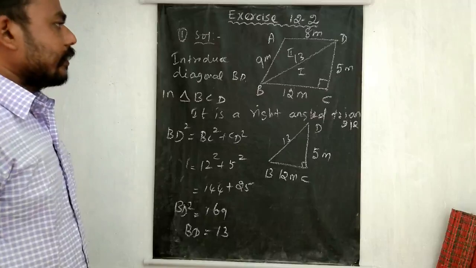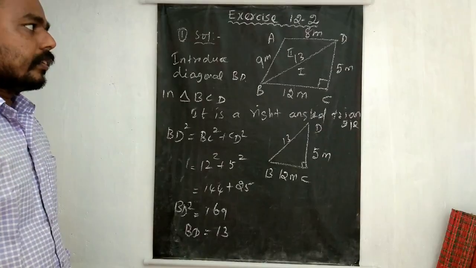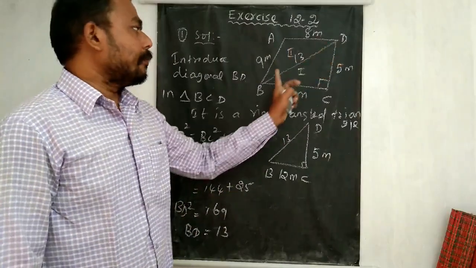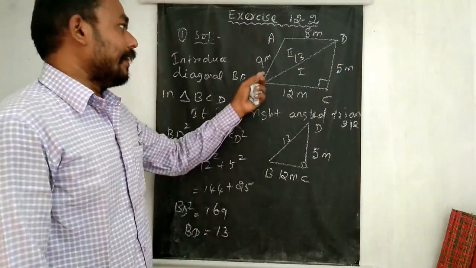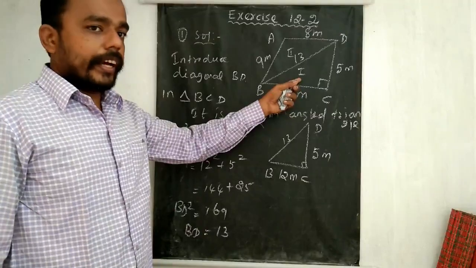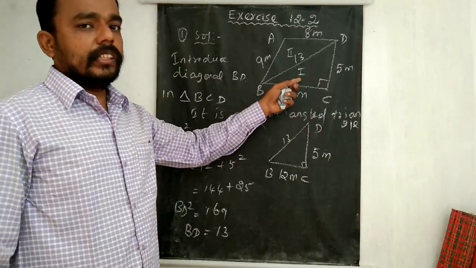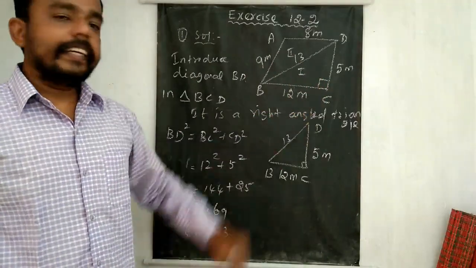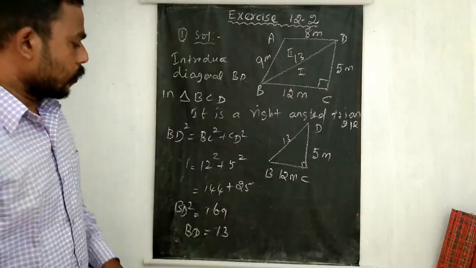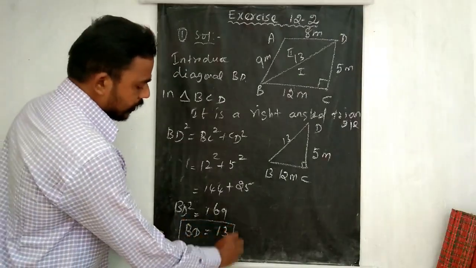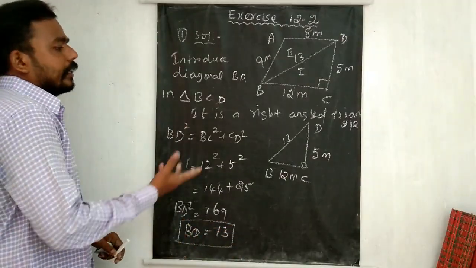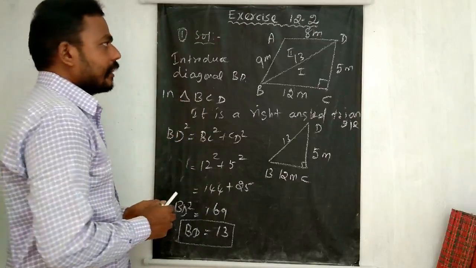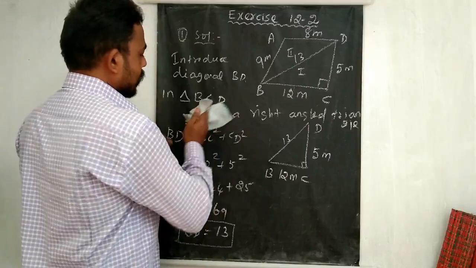Why do we want to find BD first? Because once we know this side, we can find the area of the triangles using Heron's formula, the square root of s into s minus a, s minus b, s minus c. But for a right angle triangle there is no need. So here BD equals 13 meters. In a right angle triangle, we can find the area easily.